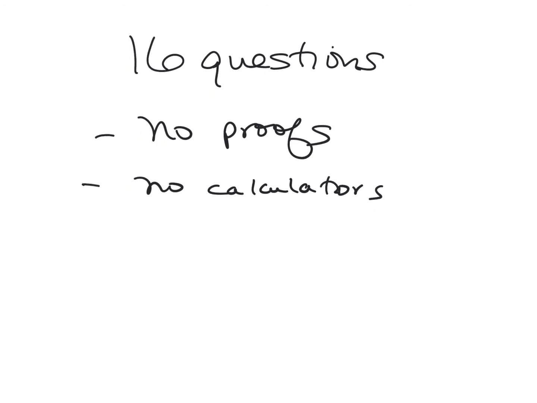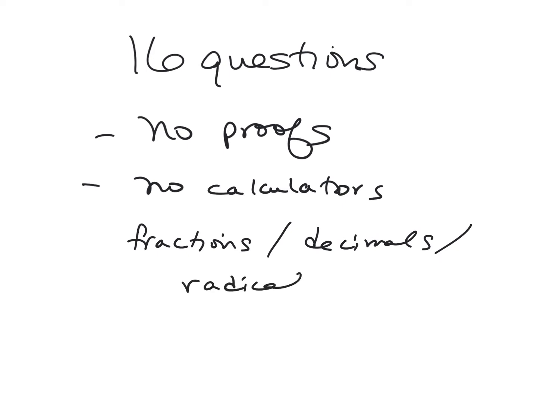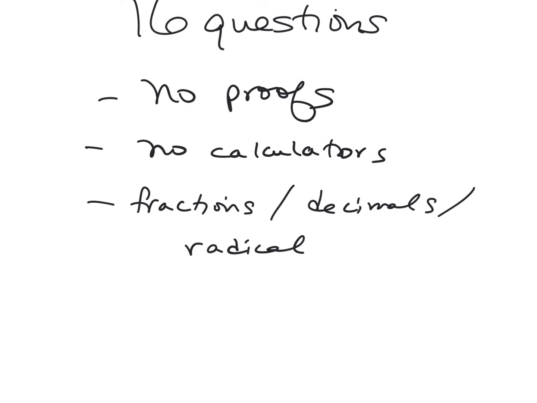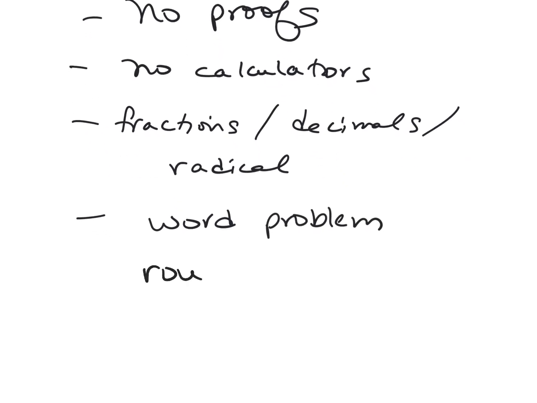Also, you could get fractions, depending on your version, or decimals, or even radicals, which are square roots. Now, there will be one word problem, and that word problem is going to ask you to round, obviously you're going to have decimals, round your answer to the tenths place.